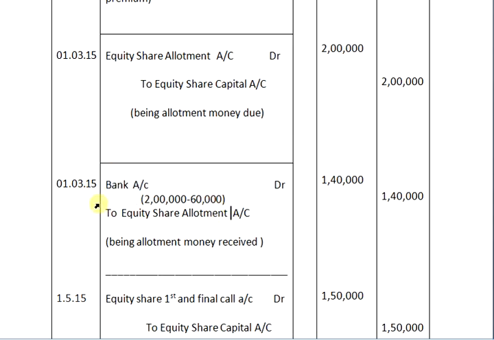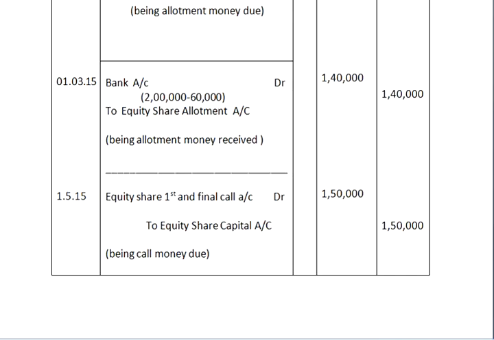So what happens here? On 1/3/2015, bank account debit, 2 lakh minus 60,000, it becomes 1,40,000 and 1,40,000. Where did we get the 60,000? We got that amount adjusted in the share application account. That is the share application amount. We have received an extra amount now. That amount of rupees 60,000 has been adjusted to the allotment account. So bank account debit to equity share allotment account, 2 lakhs minus 60,000, it becomes 1,40,000 and 1,40,000.